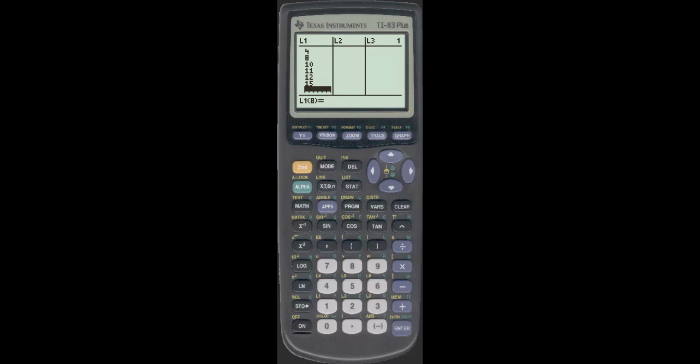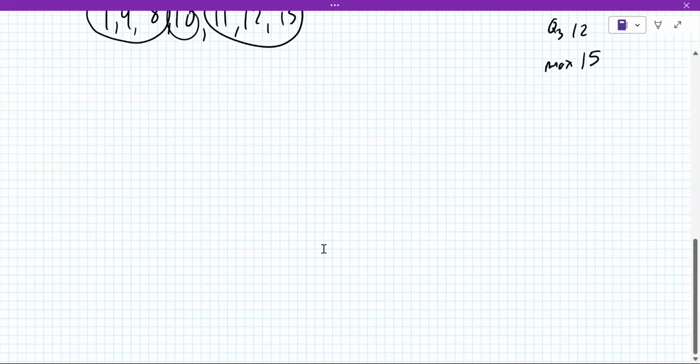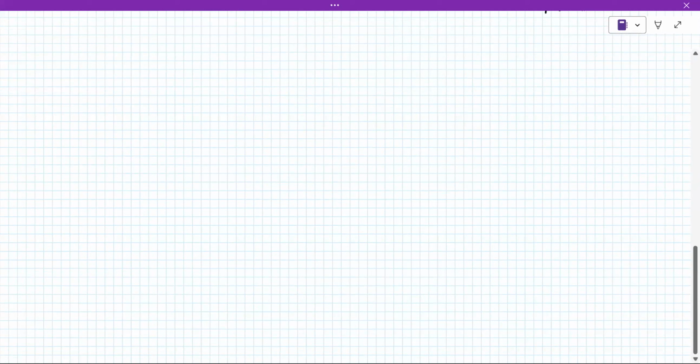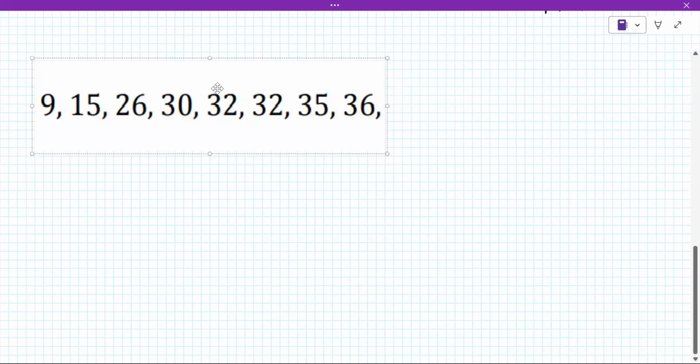Right, so let's go back to the other screen here, and let's look at a new data set and talk about some new possibilities. I'm going to put this in order this time. Okay, so here's a new data set. It's already in order, so there's nothing to do from here. How many data values do you see? How many data points are there?